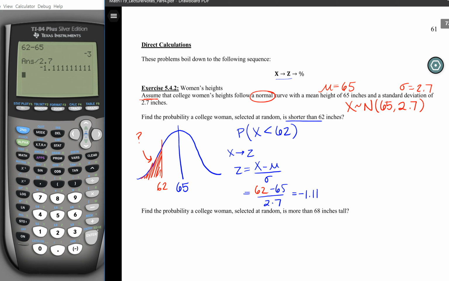All right. Now that we have a z-score, we could redraw our little curve, though that is a terrible looking normal curve, or we could rewrite our probability notation.